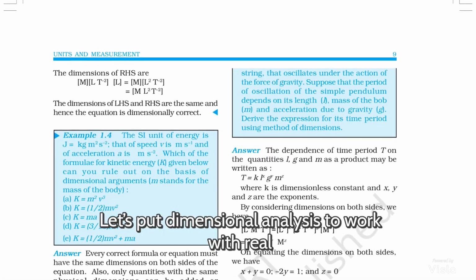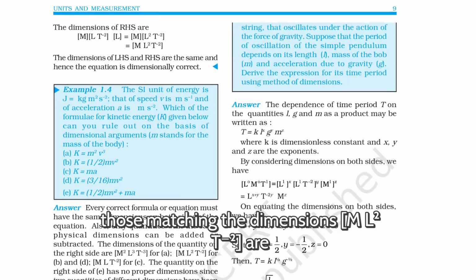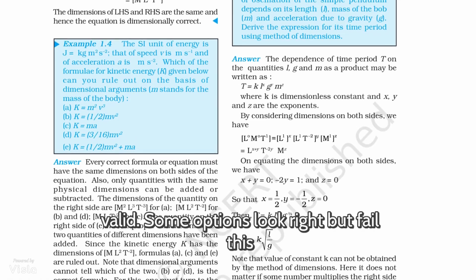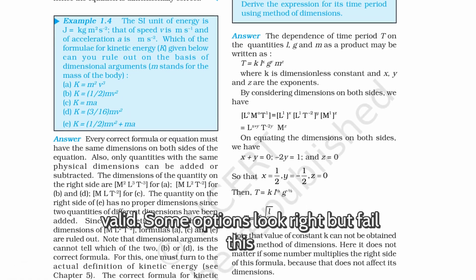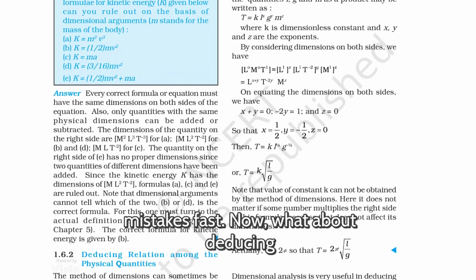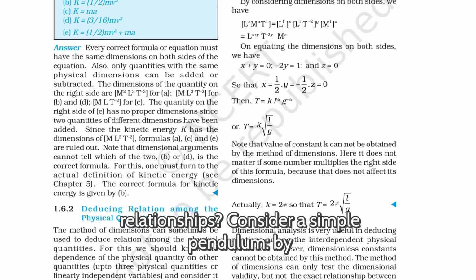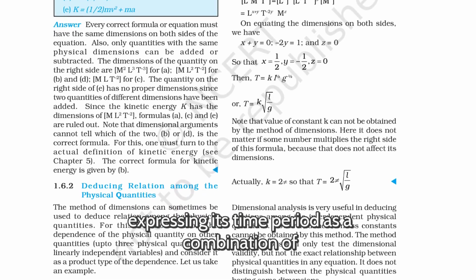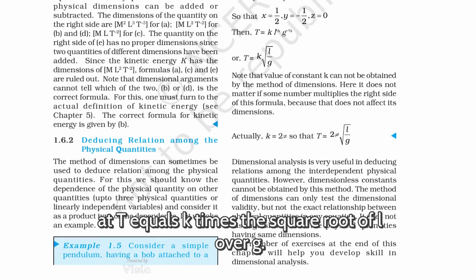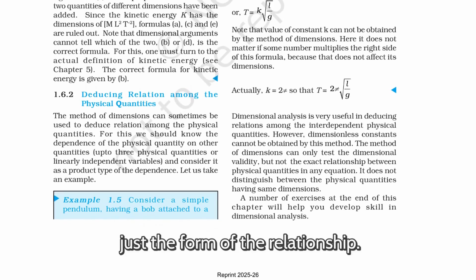Let's put dimensional analysis to work with real examples. For kinetic energy formulas, only those matching the dimensions [ML^2T^-2] are valid. Some options look right but fail this test, so dimensional analysis helps us rule out mistakes fast. Now, what about deducing relationships? Consider a simple pendulum. By expressing its time period as a combination of length and gravity, we use dimensions to arrive at T equals K times the square root of L over g. Notice how we can't find the exact constant K, just the form of the relationship.